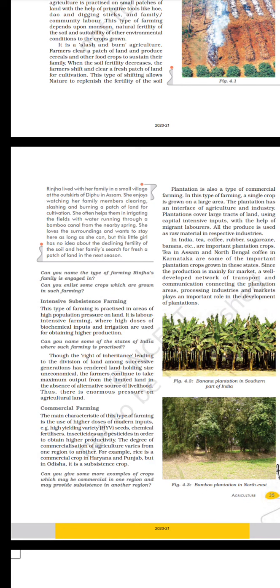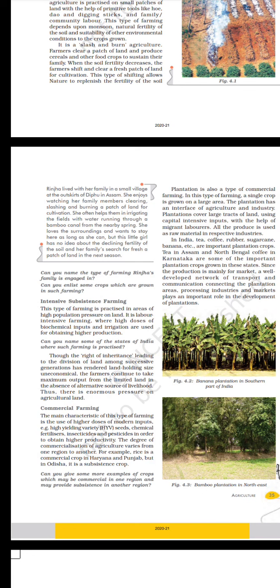But this little girl has no idea about the declining fertility of the soil and her family's search for a fresh patch of land in the next season. Can you name the type of farming Rinja's family is engaged in? Can you enlist some crops which are grown in such farming?